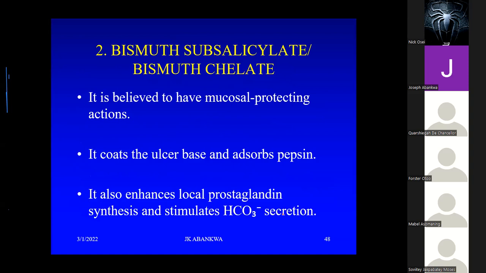Now we are done with the sucralfate. Now let's look at the bismuth chelate, or the bismuth subsalicylate. It is believed to have mucosal protecting action. It coats the ulcer base and absorbs pepsin. It doesn't block, it absorbs. It also enhances local prostaglandin synthesis and stimulates bicarbonate secretion.